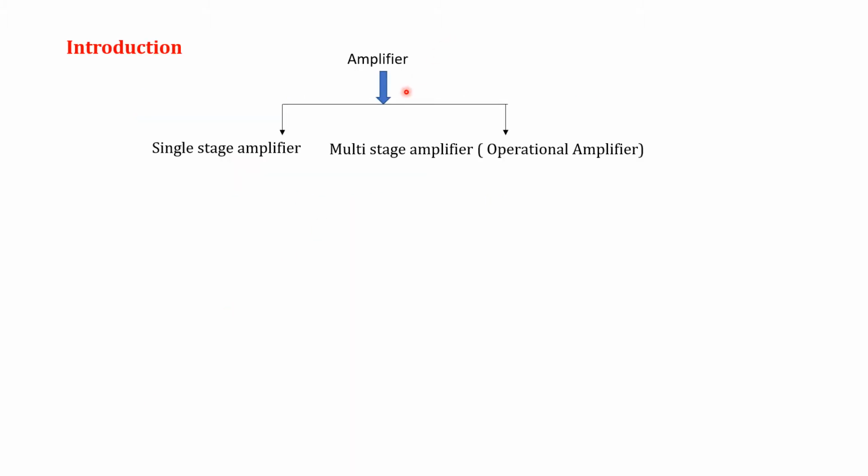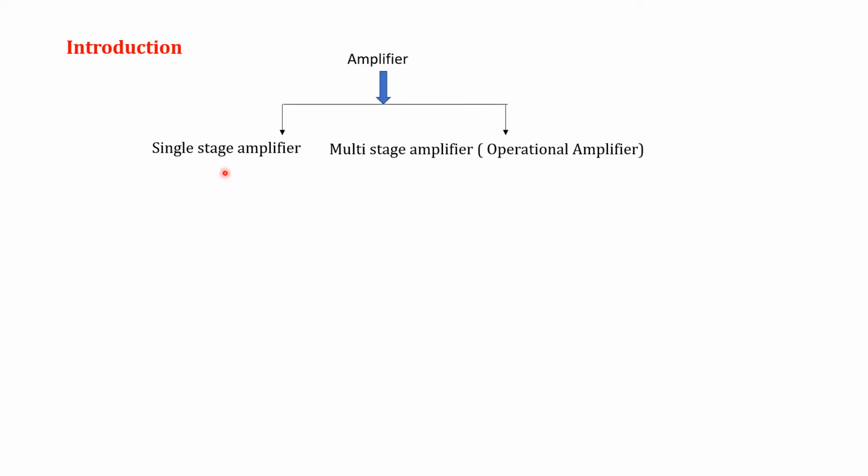What is an amplifier? Amplifier is an electronic device which increases the power of input signal. Such amplifier split into two types. First one is single stage amplifier and multi-stage amplifier. It is also known as operational amplifier or short form OPAMP.